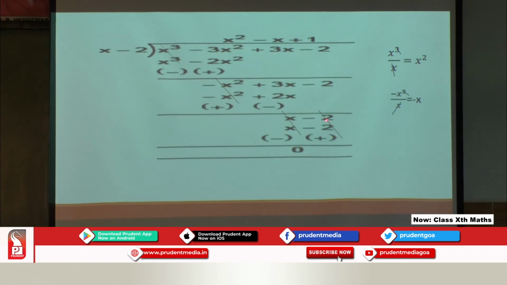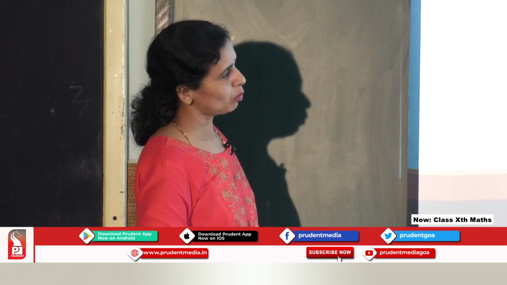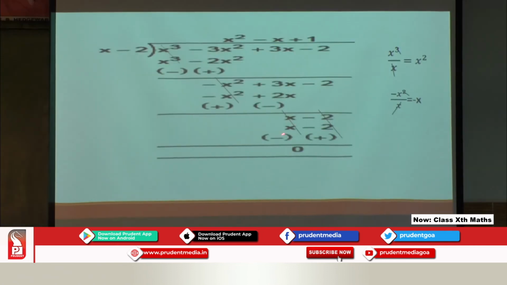Now we got here x minus 2, but here you can see the divisor is also x minus 2. So directly we can multiply now x minus 2 by plus 1. So 1 is multiplied by x, that is equal to x. Again plus into minus, that is minus. So 1 2s are 2. Now changing sign, here positive is changed as negative, negative is changed as positive. Now this term also cancelled, and here we can cancel this also. So finally we got the remainder as 0, and quotient we got here x square minus x plus 1.